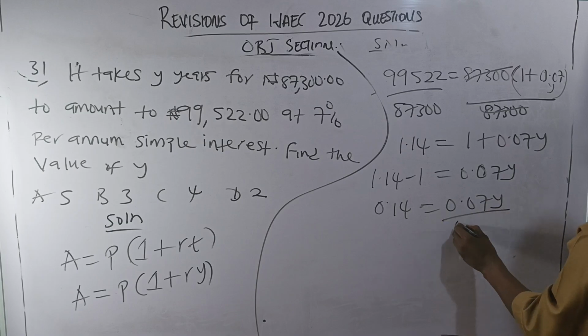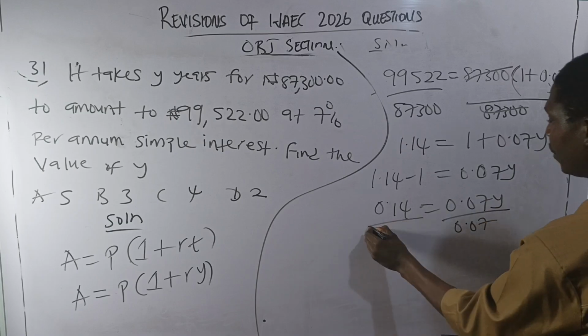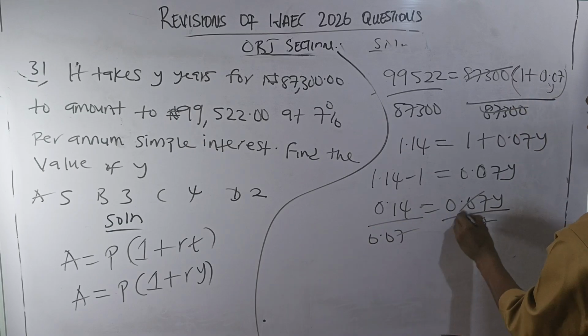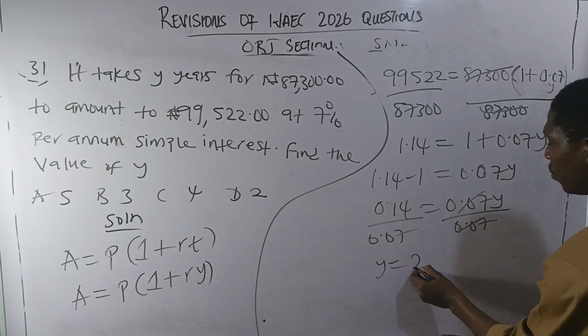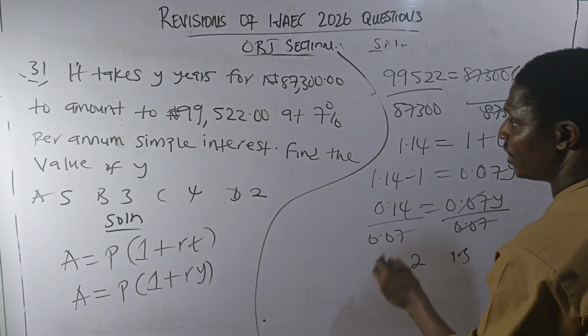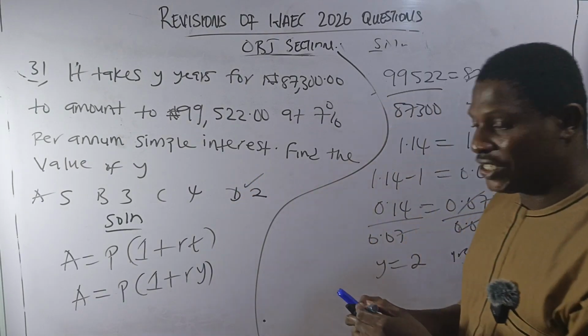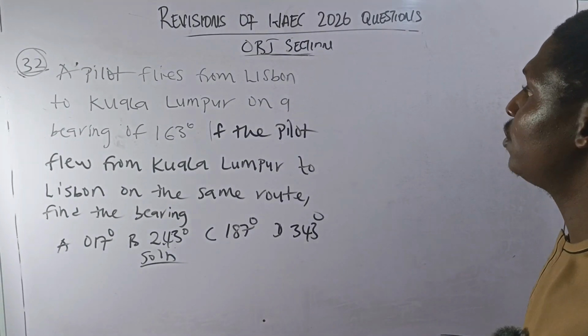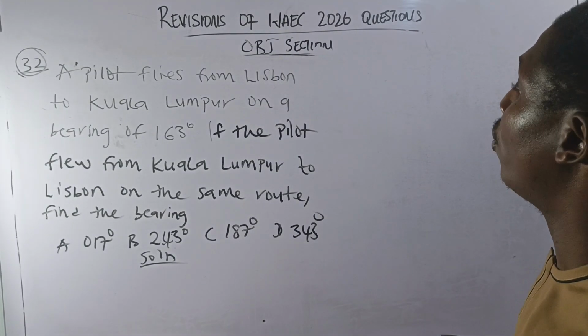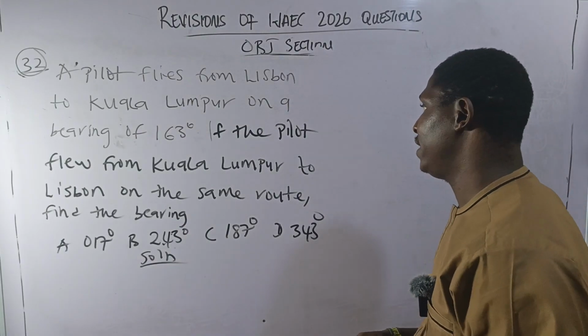I'm looking for Y. I'll divide through by 0.07, and I'll have my Y to be equals to 0.14 over 0.07. So Y is equals to 2, which happens to be years, 2 years. So this our answer is D. Thank you.